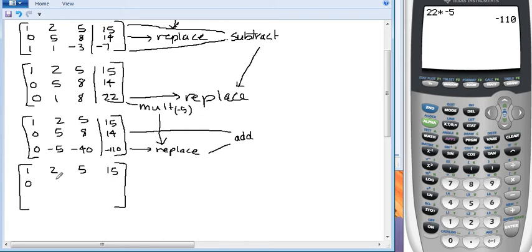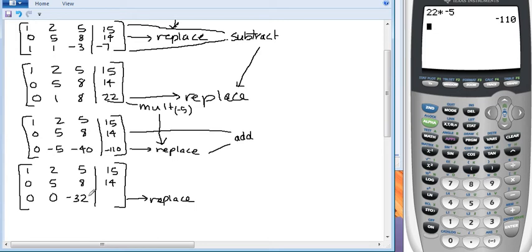So these first two I leave alone. And I'm going to be replacing this third row with the sum of these two rows. Okay? 0 plus 0 is 0. I want to keep that a 0. 5 plus a -5 is 0. Ooh, looking good. That's what I need. 8 plus a -40 is -32.